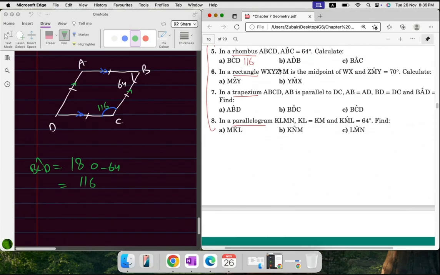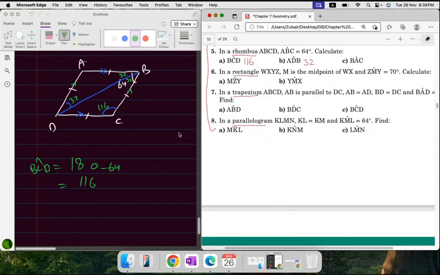Then it says ADB. What is ADB? This part. This is a rhombus, symmetry of shape. If that's a rhombus, that means we can draw this as a line of symmetry as well, which splits that 64 into 32 and 32, making it 32.